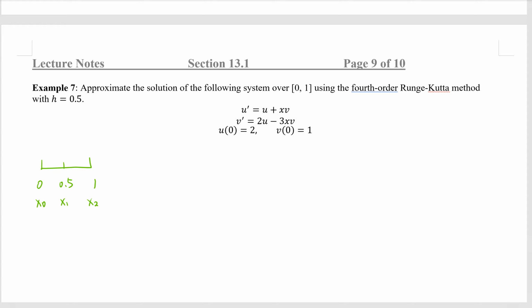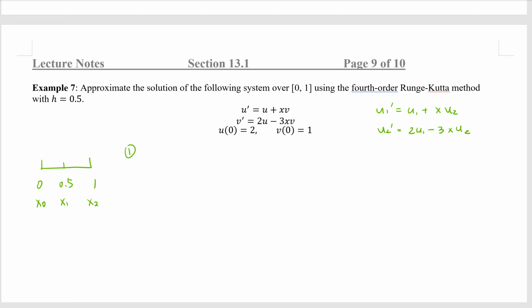And here we have u and v. Sometimes if you're familiar with the u1, u2 notation, you can change this to u1 prime is u1 plus x times u2. u2 prime is 2u1 minus 3x u2. Okay, then you can get rid of the u and v. You can do whatever you want. But if we have more coordinates, more dimensions, we just use the notation u1, u2, u3, un, right?